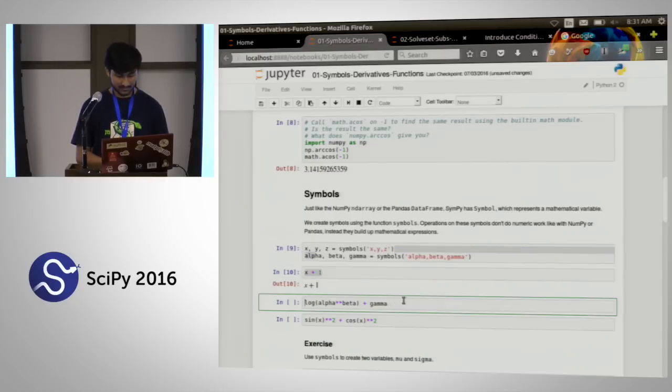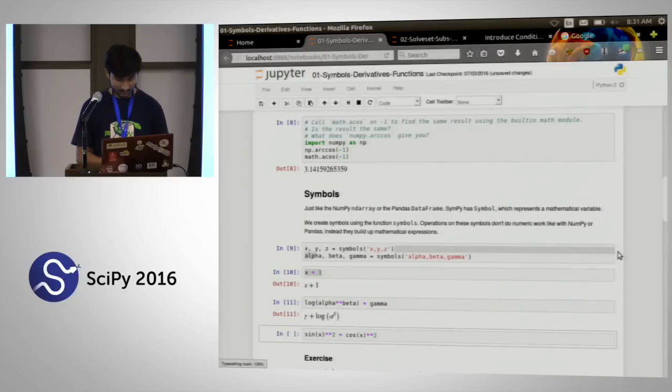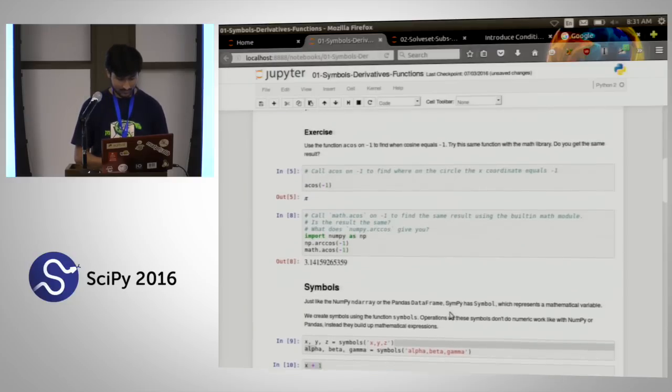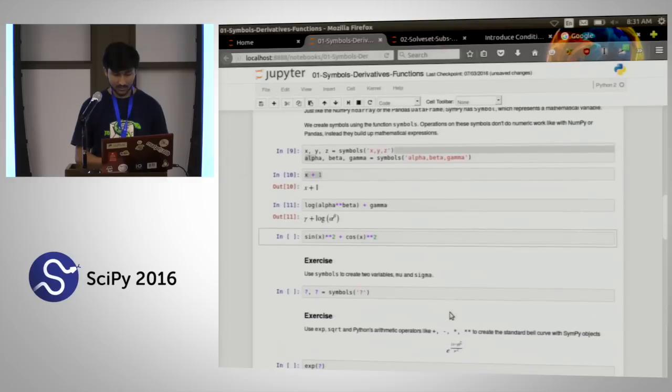So let's create some more expressions. Basically, it uses MathJax to give this nice LaTeX printing in browsers. Thanks to the IPython guys.